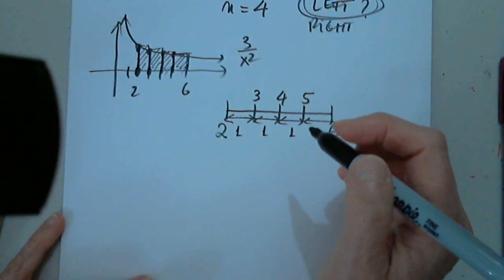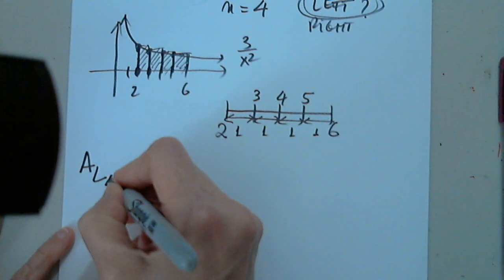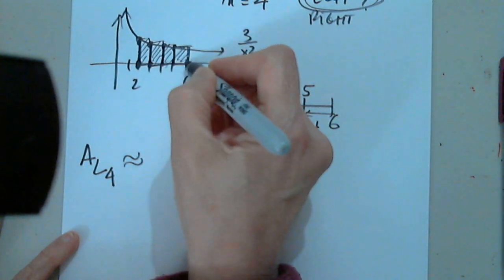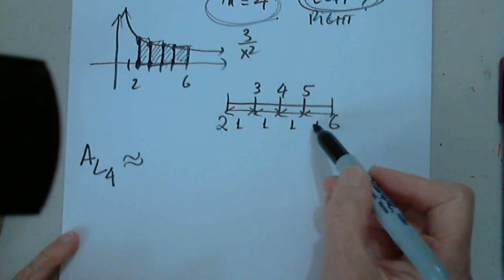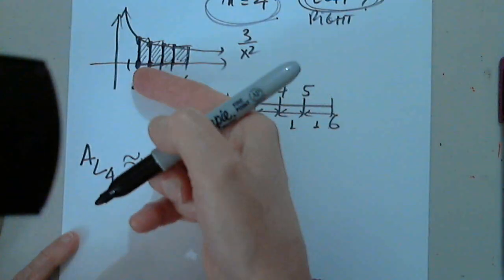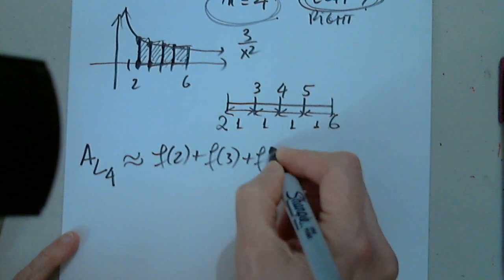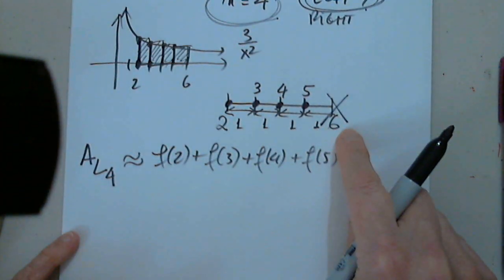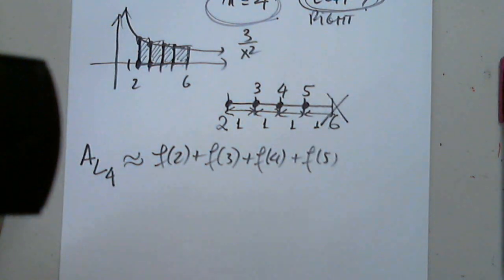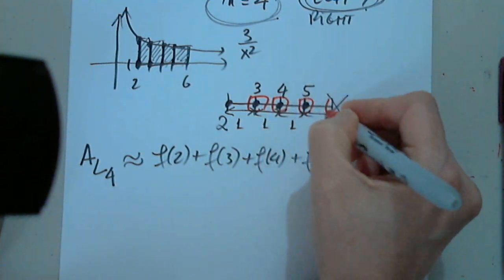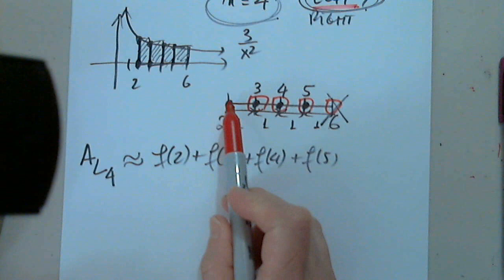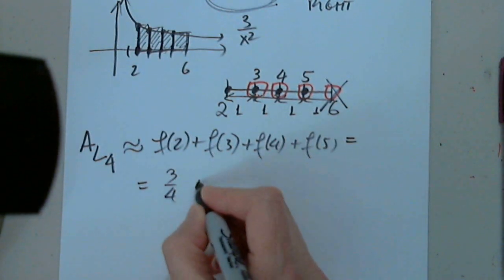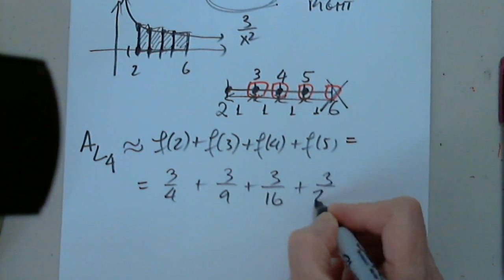Okay? So, therefore, the area with leftmost point and n equals 4 is approximately base times height plus base times height plus base times height plus base times height. But since the base is always 1, I shouldn't put anything in here. So, f of 2 plus f of 3 plus f of 4 plus f of 5. The height at this point, this point, this point, and this point, not at this point. This will be the 5th one. If we're told to use the rightmost point, then I will be using this, this, this, and this. But I am told to use the left. So left is here, left is here, left is here, left is here. Okay. So then I have 3 over 4 plus 3 over 9 plus 3 over 16 plus 3 over 25. And I get the number.